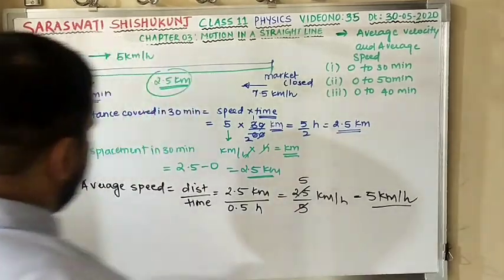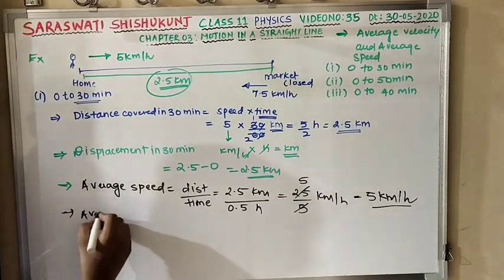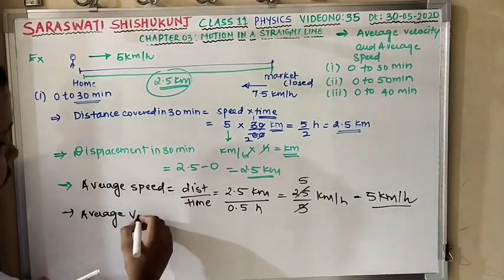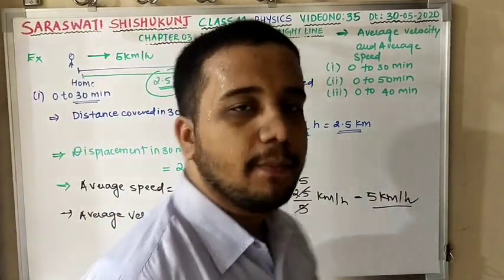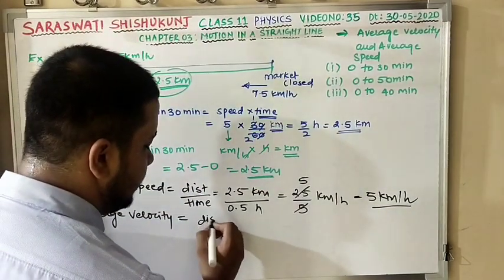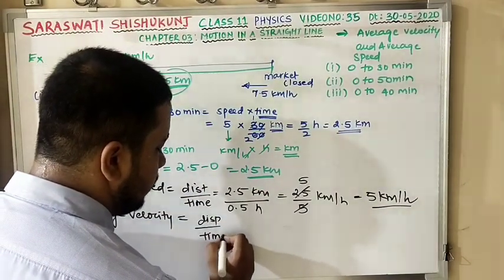Is this clear? Second, we need to determine what? Average velocity. So for average velocity, what will we do? Everybody knows what average velocity is. Displacement upon time. Very good. So displacement upon time. What is displacement over here?